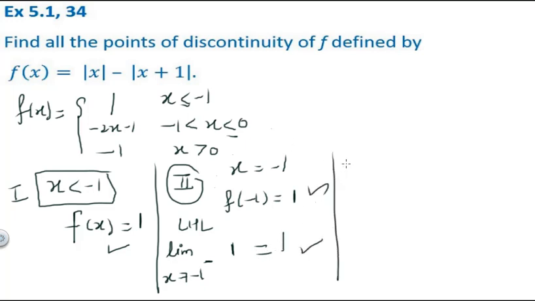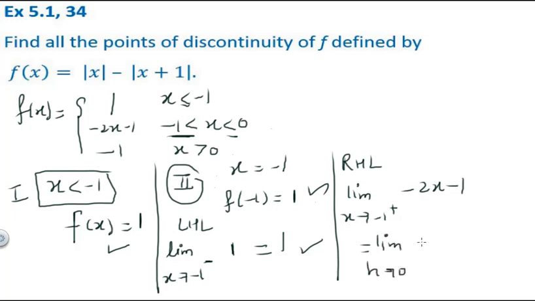Let us see the RHL for case 2. You will write limit x tending to minus 1 plus. Greater than minus 1, the function is minus 2x minus 1. So let us solve it. Limit h tending to 0 of minus 2 times, instead of x, we will write minus 1 plus h, minus 1. Putting h equal to 0, minus 2 times minus 1 is 2, and 2 minus 1 is 1. We can see LHL, RHL and the value of the function at point minus 1 are equal.